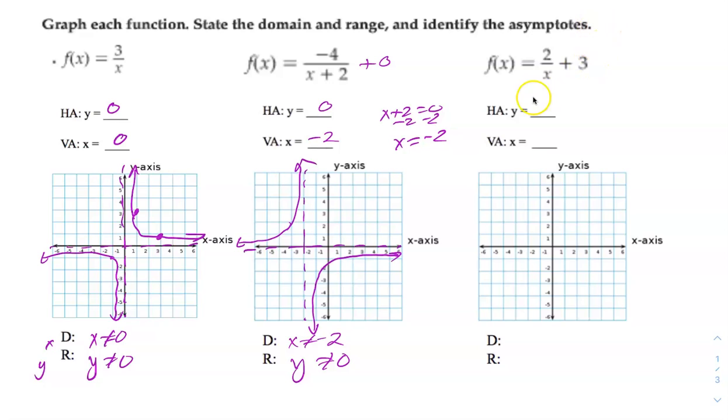Next one. Horizontal, we actually have one this time. It's 3. Vertical asymptote, so the bottom equal to 0, so 0. I would like to graph those first. Y equals 3. There we go.